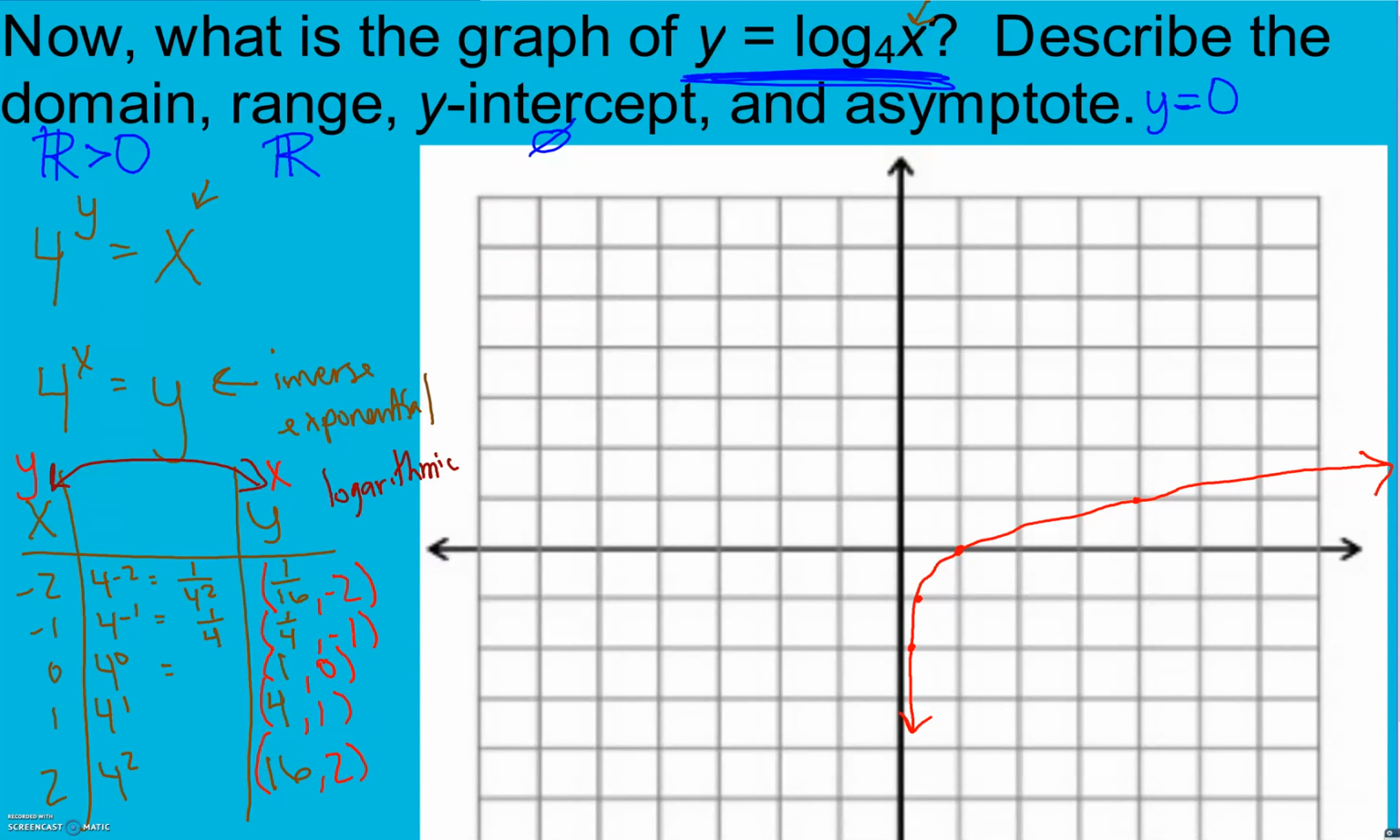Arrows on both ends. Our domain, all real numbers greater than 0, we can plug in any x value there. That looks good. Our range, it looks like we have arrows going positive and negative. That looks good. We don't have a y-intercept, so that's perfect. And we drew in an asymptote. These get closer and closer to 0, but don't actually get to 0. So we're never going to have a y value equal to 0. So what we have on our graph matches what we should have on our graph.